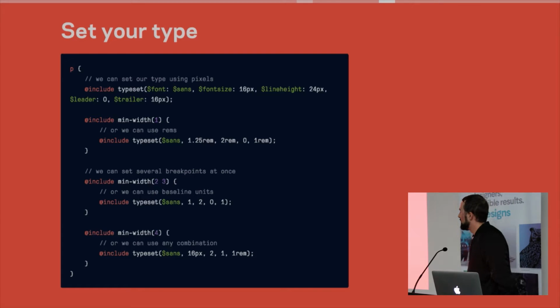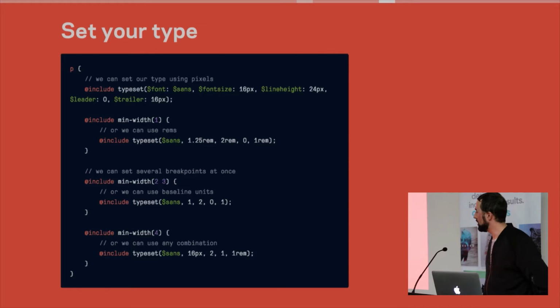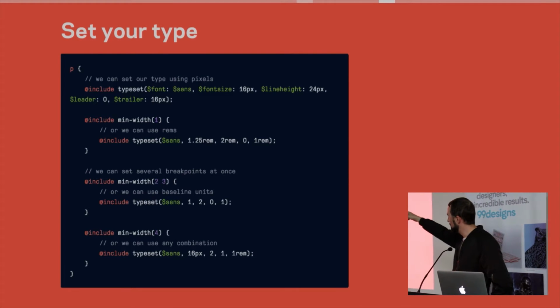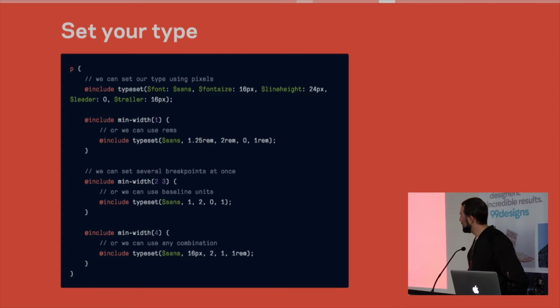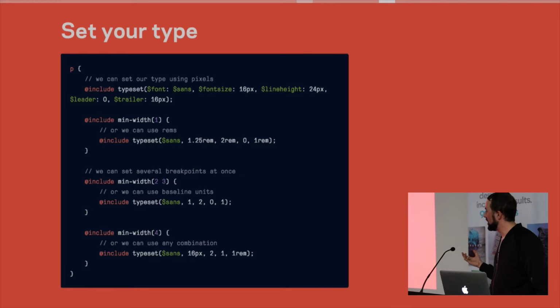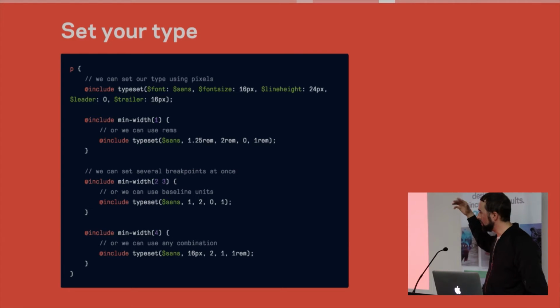So, setting your type. This is probably the central mixin that you would be using if you were to include megatype. It's called Typeset. And this works mobile first. In the top example there, I've included all of the parameters that you can use. You need to put in that font variable just so that it has a little bit of information about the cap height. From there, you've got your font size, your line height, your space above or your leader, and your space below or your trailer.